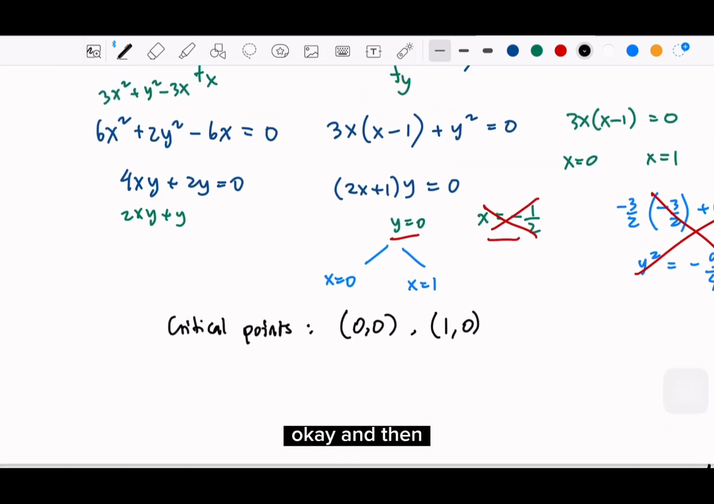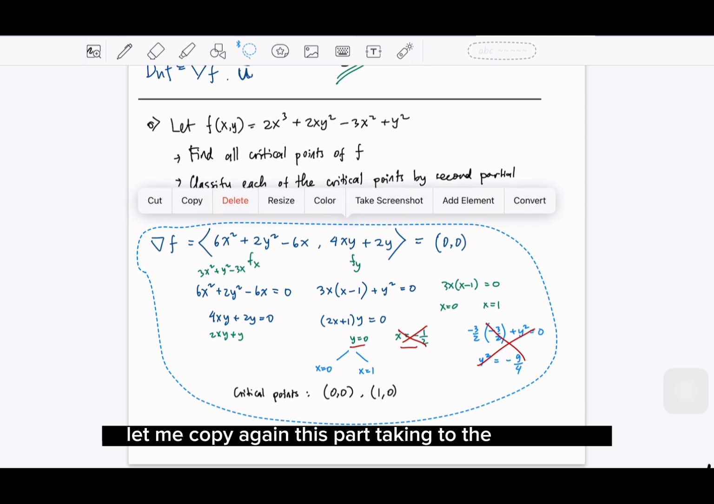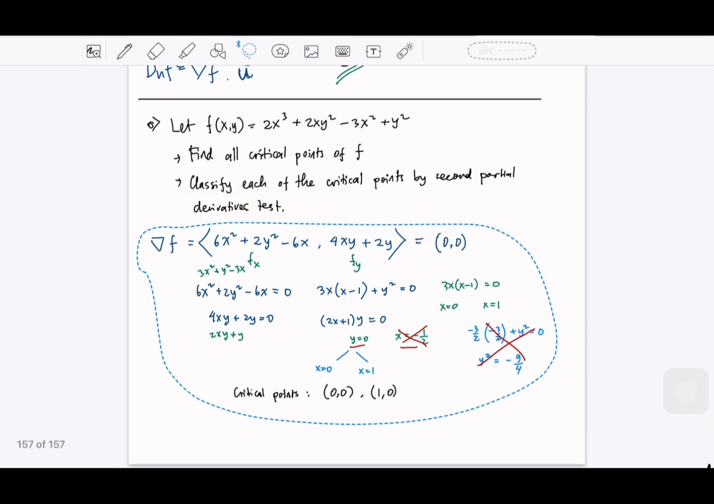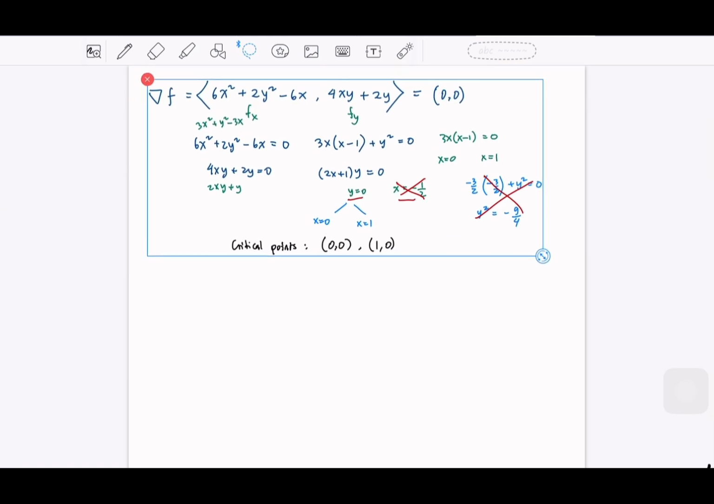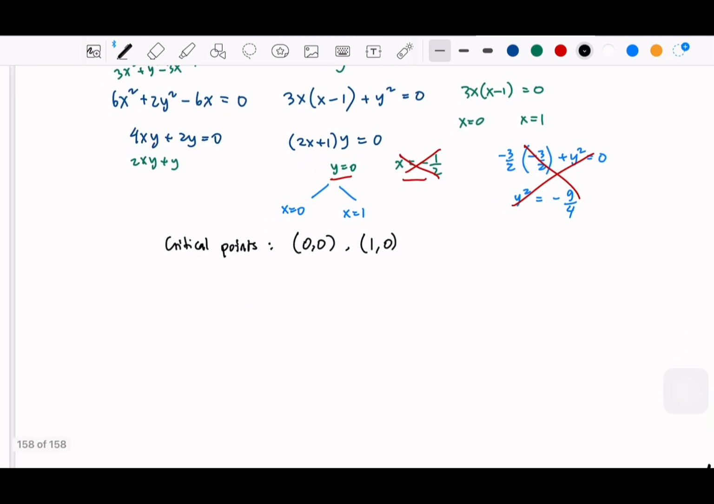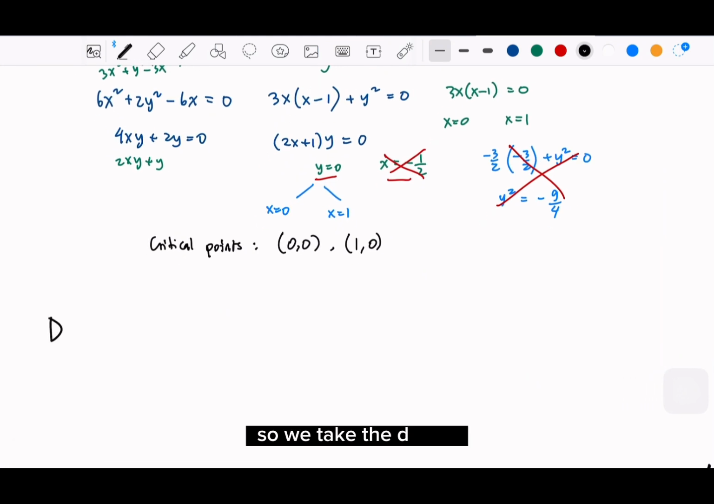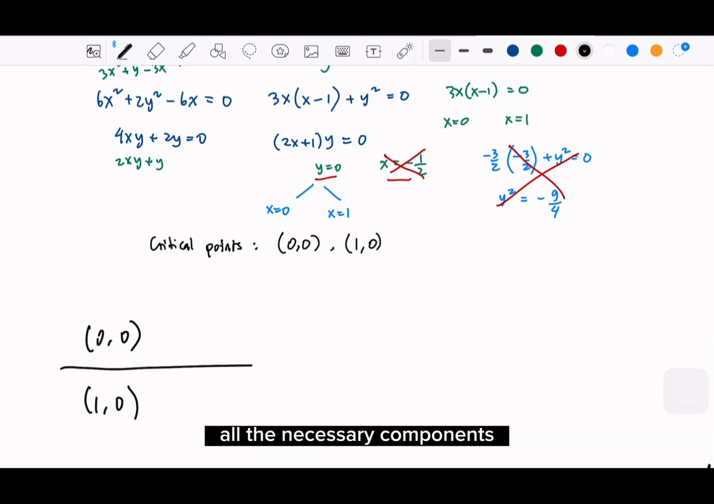Okay, and then let me copy this part again, taking it to the new page. So we take the D, or maybe we take (0, 0) and (1, 0). We are going to continue later, but I will just write first all the necessary components.